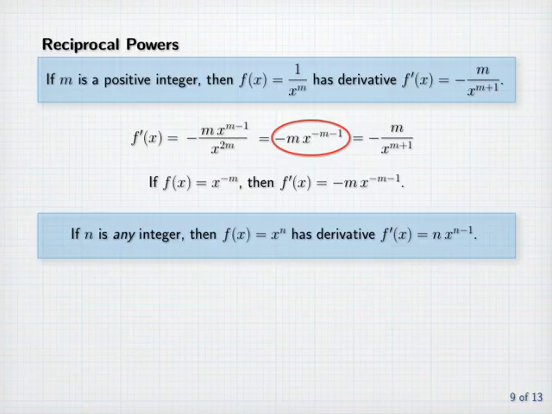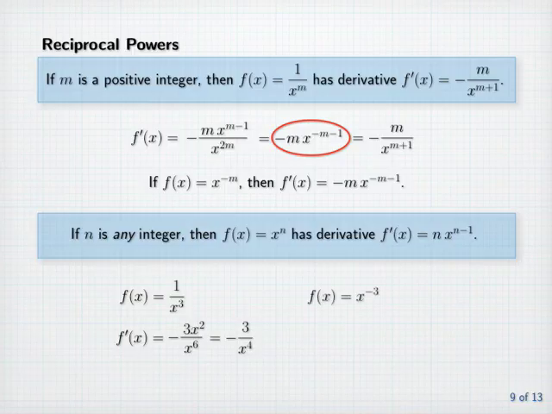Now, for instance, let's look at f of x equals 1 over x cubed. Using the reciprocal rule, we have minus 1 over x to the 6th times 3x squared, which reduces to minus 3 over x to the 4th. Now we could write the same function as x to the minus 3 power, and simply use the power rule to write f prime of x equals minus 3 times x to the minus 4 power, which of course gives us the same result, minus 3 divided by x to the 4th.